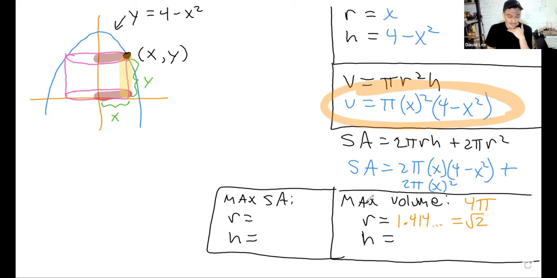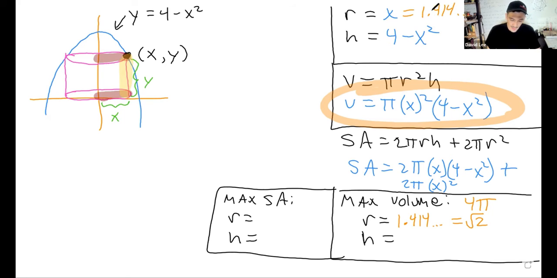So they wanted to know the maximum volume, 4 pi, but they also wanted to know the radius and the height. Well, I know that the radius is 1.4142 because that's what x was. And remember that for this problem, x is the same as r. So how do I find the height? Well, I know what r is, and r is x. So I'm going to take this number, 1.414 and change, and plug it in here, because again, x is the same as r.